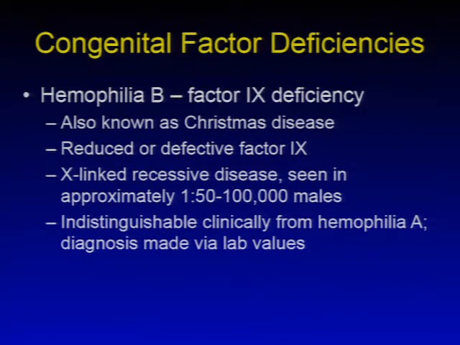Now, hemophilia B, factor IX deficiency. Christmas disease is another name for this. Also X-linked recessive, much less frequent in the male population, about 1 to 50 out of 100,000. Basically indistinguishable clinically from hemophilia A, so those spontaneously bleeding episodes, the hemarthroses, diagnosis here made really via lab values.